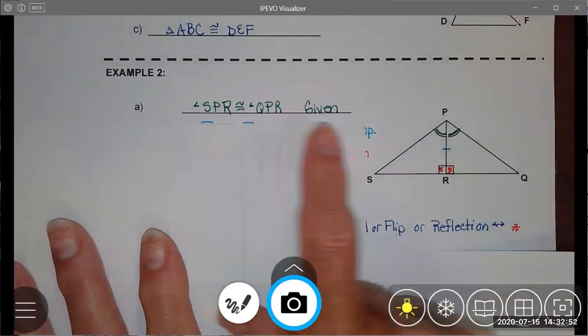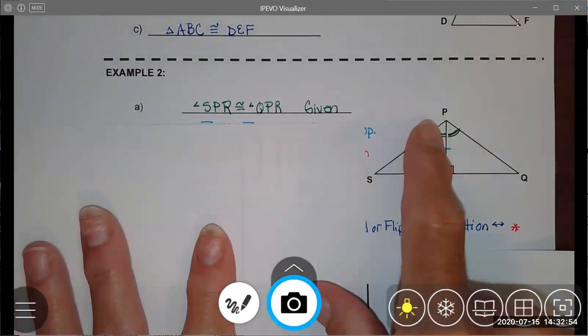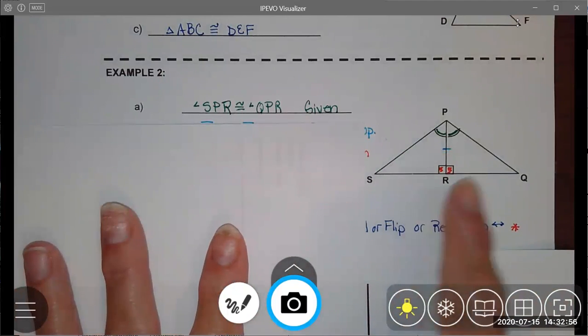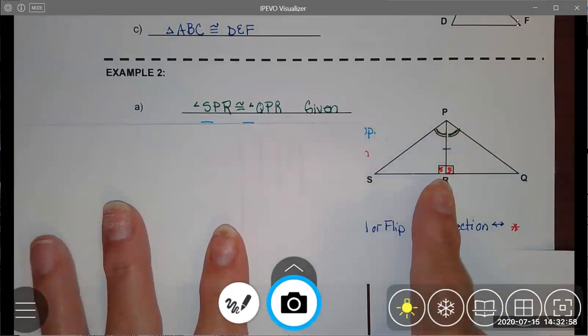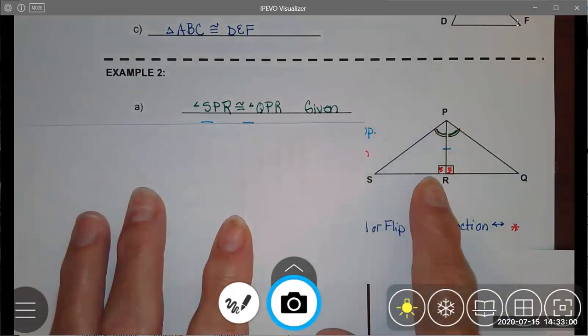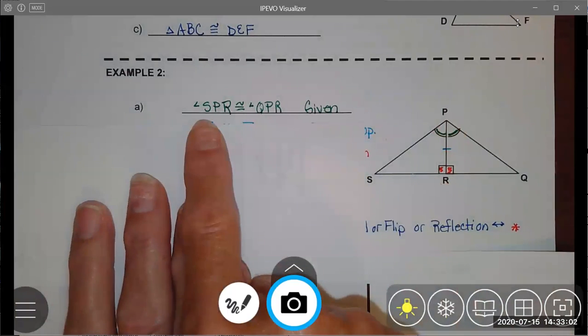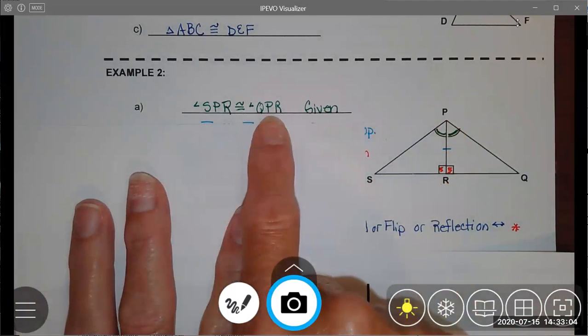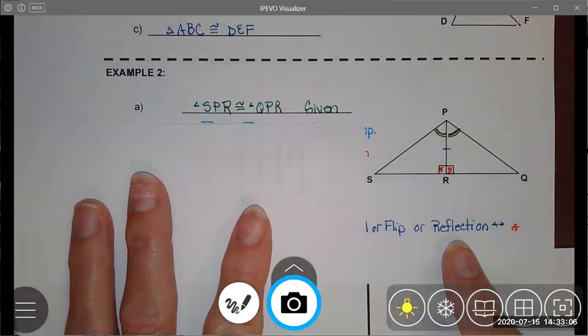I was given that angle SPR was congruent to angle QPR. And remember, if I'm going to end up in my name with the right angle in the first statement, then I have to do it in the second angle statement as well.